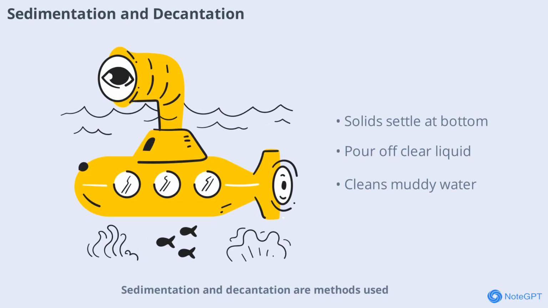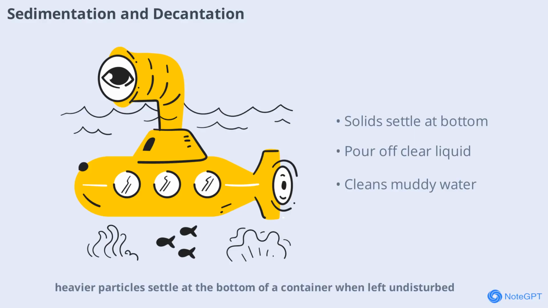Sedimentation and decantation are methods used to separate insoluble solids from liquids. In sedimentation, heavier particles settle at the bottom of a container when left undisturbed. Decantation follows, where the clear liquid is gently poured off, leaving the solid behind. For example, muddy water can be cleared by letting the mud settle and then pouring out the clean water. These methods are simple and effective for purifying liquids.